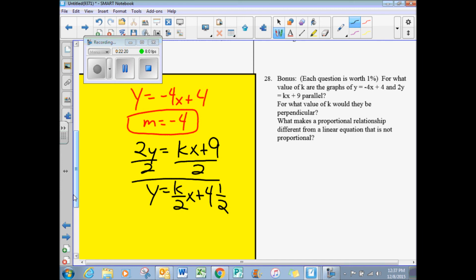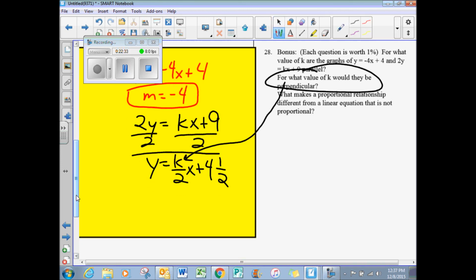So the question is, what value of k would make these perpendicular? So what do I need negative 4 to be? What do I need my slope down here to be for them to be perpendicular? 1/4. So I need k over 2 to equal 1/4. Don't I need this right here to equal the opposite reciprocal? Okay. So I can multiply both sides by 2 and get k equals 1/2.